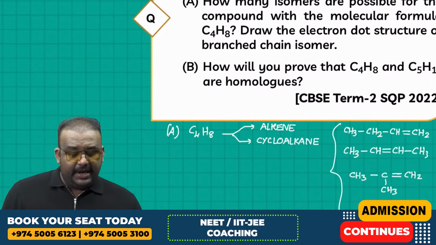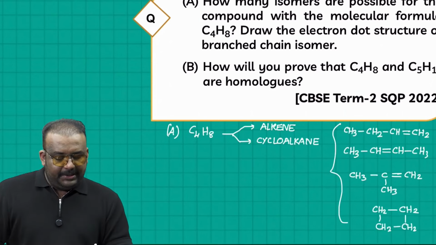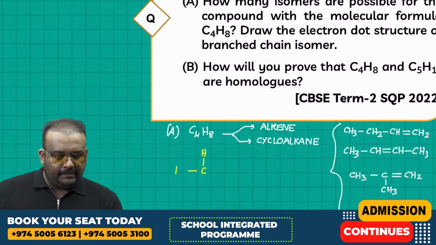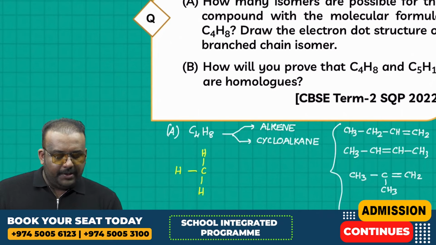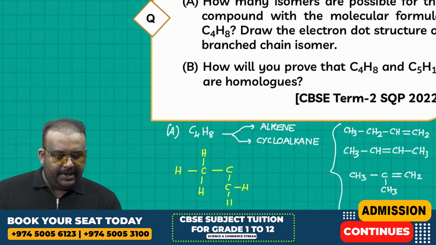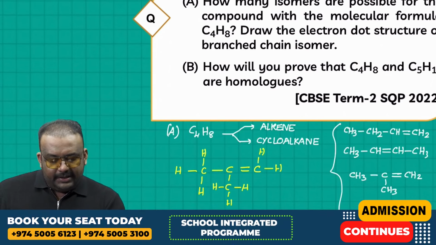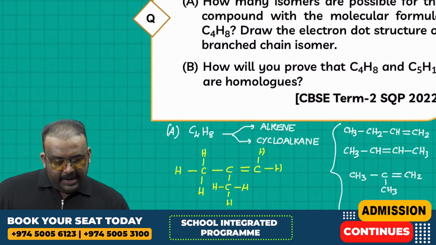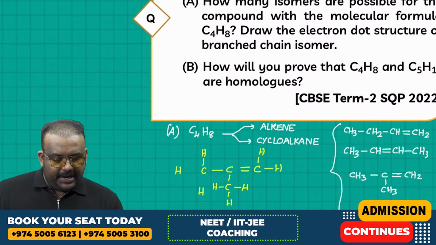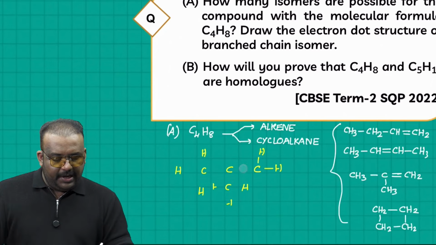And they asked to draw the electron dot structure of the branched chain isomer. So among these, the branched chain isomer is this compound, CH3, C, CH3, double bond CH2. And they asked us to draw the electron dot structure. You guys know that in electron dot structure, we don't show the bonds. Instead, we show the electrons.